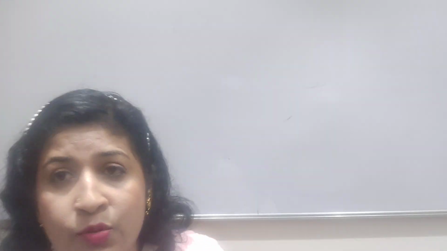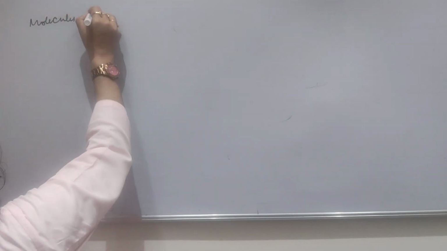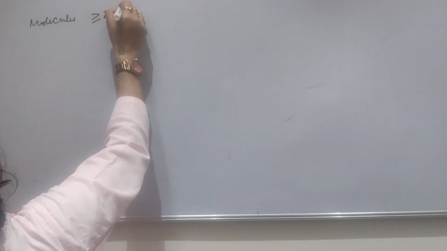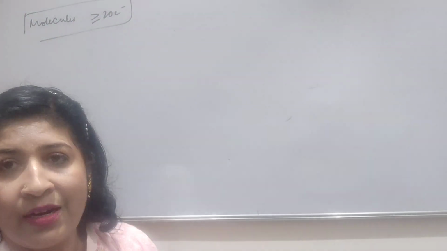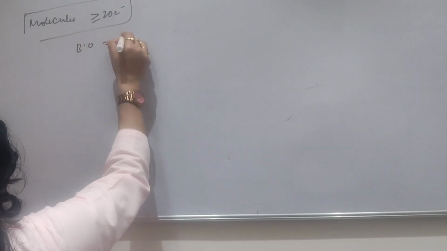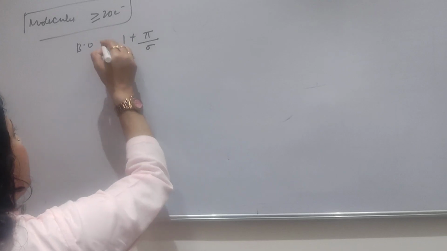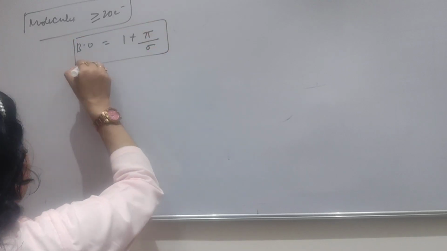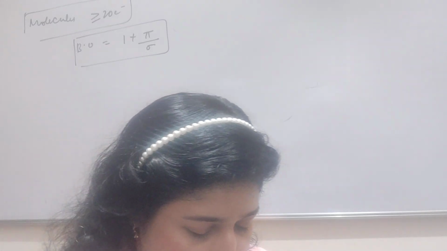If this is understood, then bond order questions will come for molecules which have more than 20 electrons. What is the bond order for the molecules having more than 20 electrons? If they are going to ask, there is a very simple formula for that. Bond order is equal to 1 plus number of pi bonds by number of sigma bonds. Very simple.